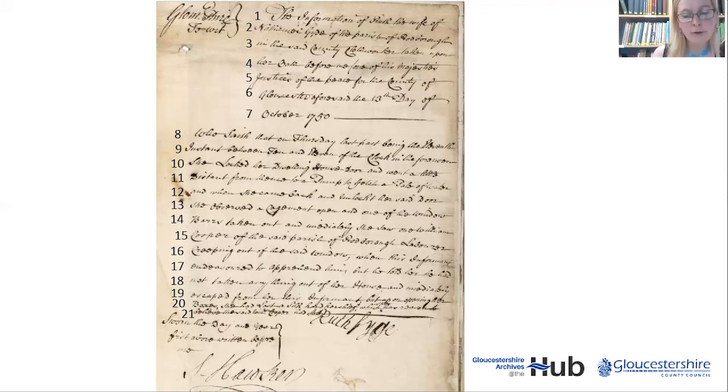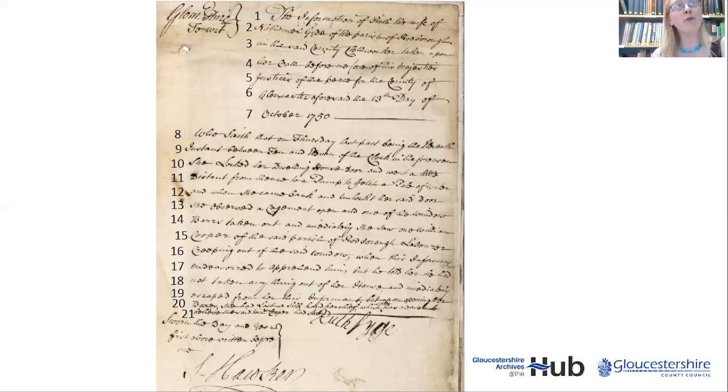Taken upon her oath before me. Fairly straightforward, I think. And then you've got an open bracket again, which I don't think in this document actually ever closes. So we've got one of His Majesty's Justices of the Peace for the County of Gloucester aforesaid, the 13th day of October 1750. So he doesn't say who he is, although we do find that out later.